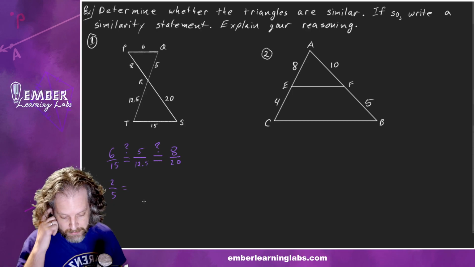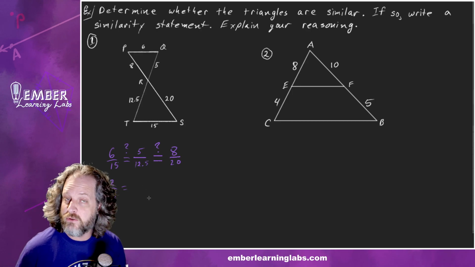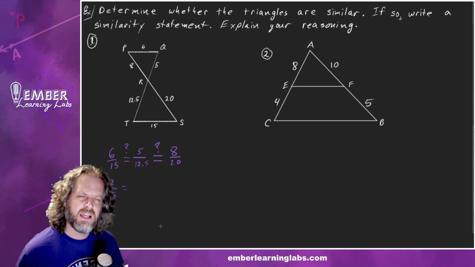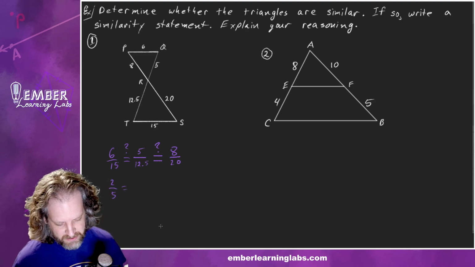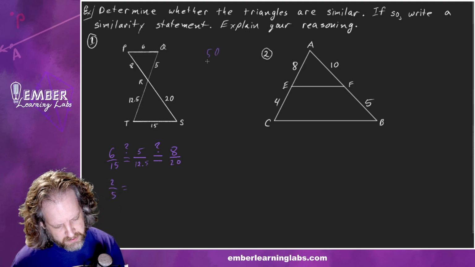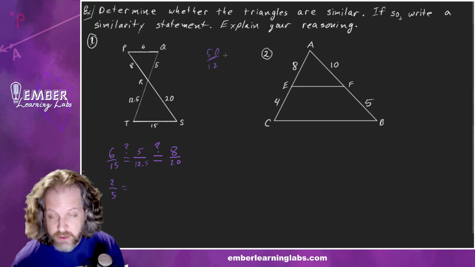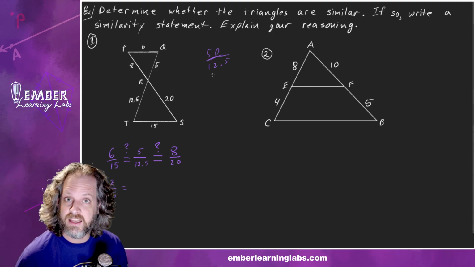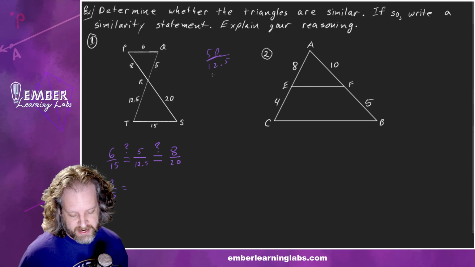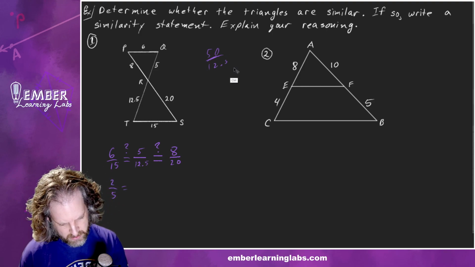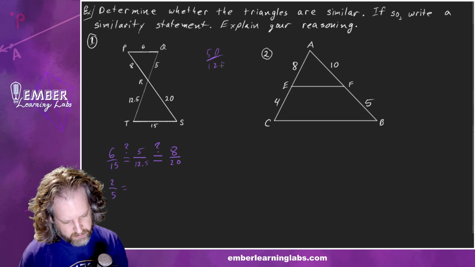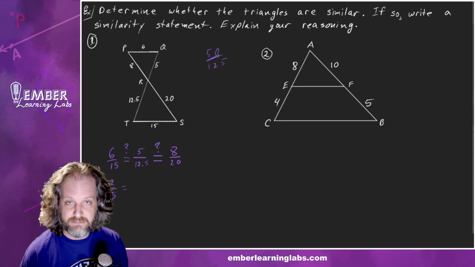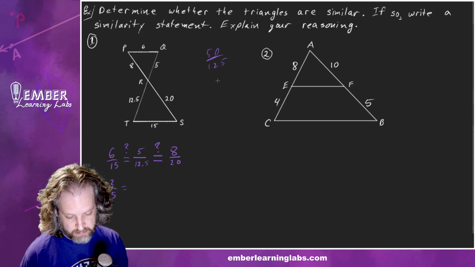Now you could multiply both by 10 and get 50 over 125, and that actually doesn't sound very hard. 50 over 125. You could totally put these in the calculator and see if your decimal matches exactly, or if the reduced fractions work. So, 50 over 125, and then reduce it by 25. So this would be 2 over 5.